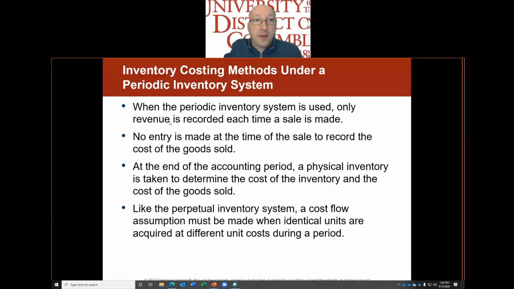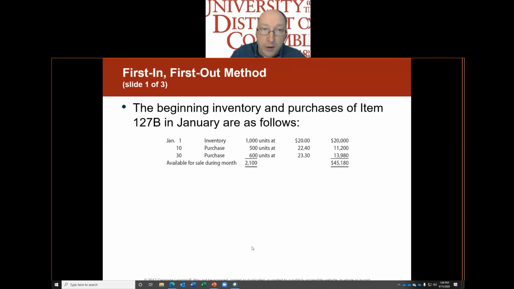Inventory costing methods under the periodic inventory system. In a periodic inventory system, only revenue is recorded at the time the sale is made. No entry is made at the time the sale is recorded for cost of goods sold. At the end of the accounting period, a physical inventory is taken, and that's when we compute cost of goods sold. Like the perpetual inventory system, a cost flow assumption must be made for the identical units acquired during the period.